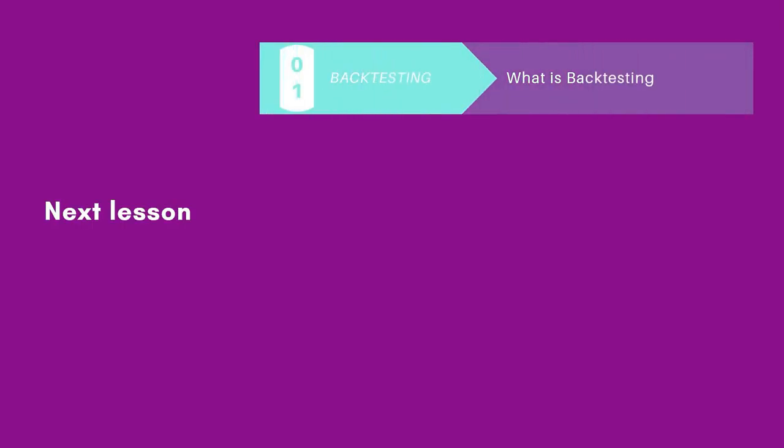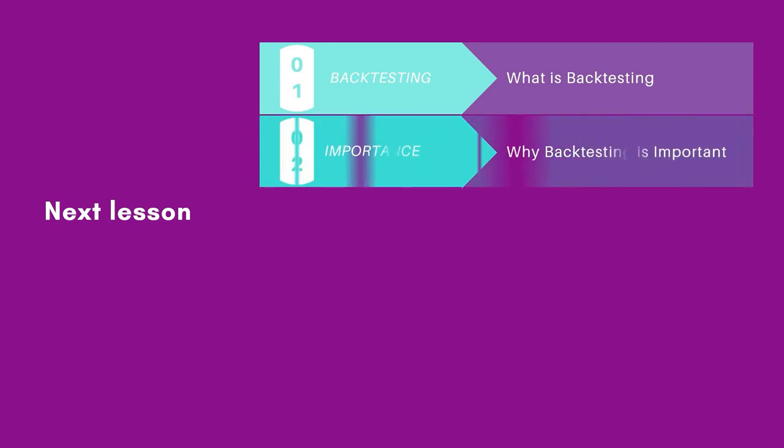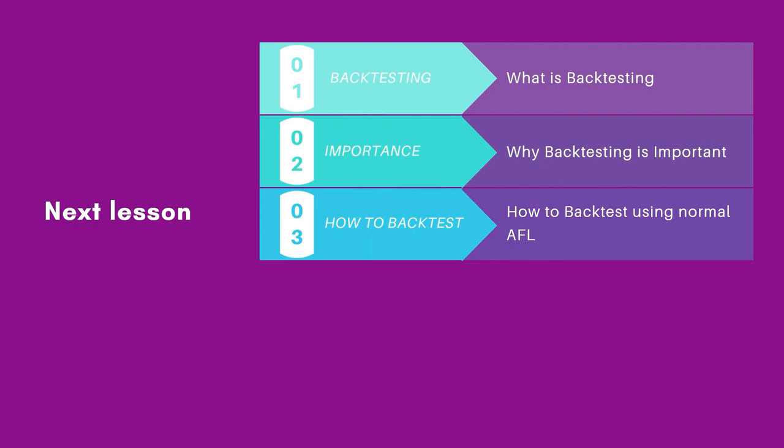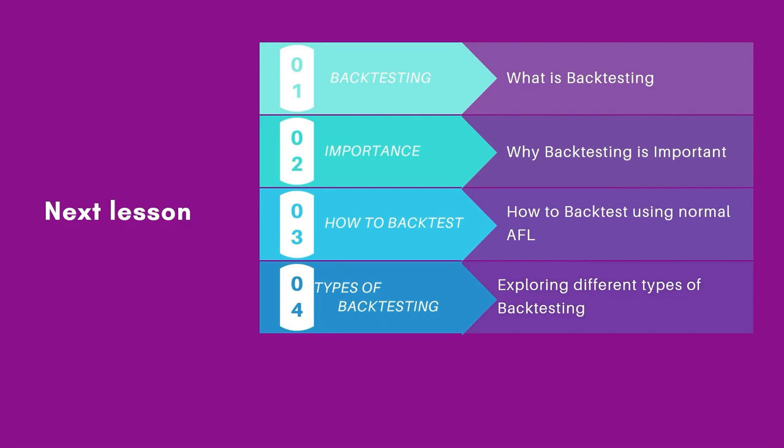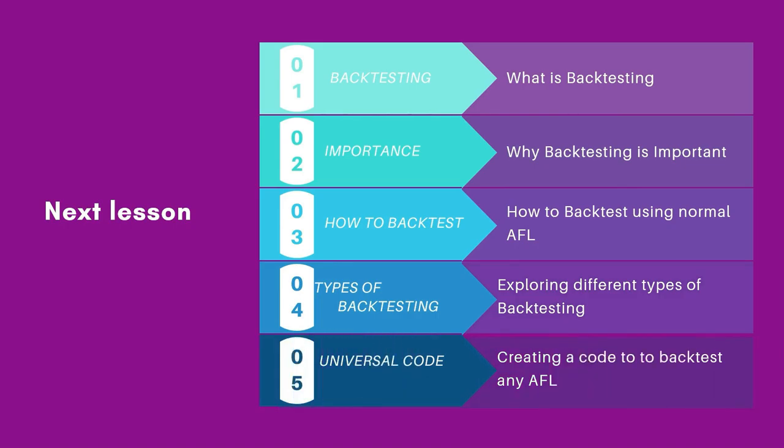So that's it for today. In the next lesson, we will learn about backtesting: what is backtesting and why you should do it. Second, we will talk about the importance of backtesting. Then we will learn how to backtest using a normal AFL. And fourth, we will talk about different ways of backtesting. There are many ways of backtesting, by the way. And then we will develop a universal code that will help you backtest any algorithm. So we'll learn all of these important points in the next video.